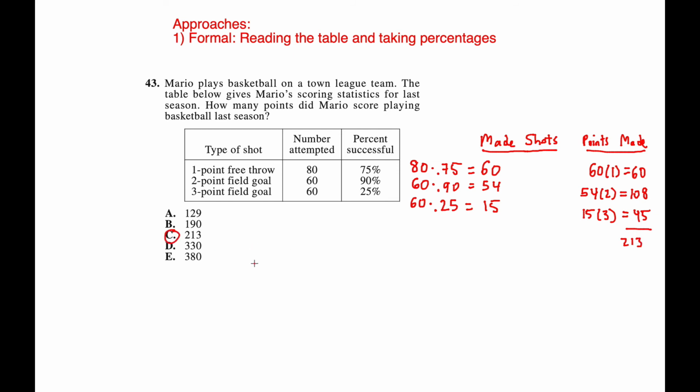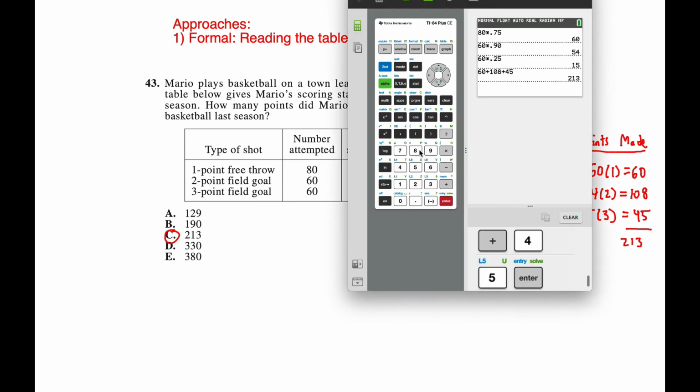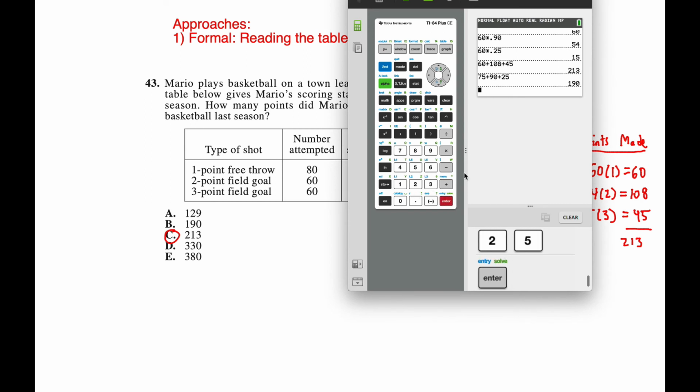Let's take a look at a couple of the wrong answers now. For answer choice B of 190, that could reflect the mistake of, for some reason, just adding up the percentages from each of these. Because if we do 75 plus 90 plus 25, which is where the percentages were for each of those, we get 190.